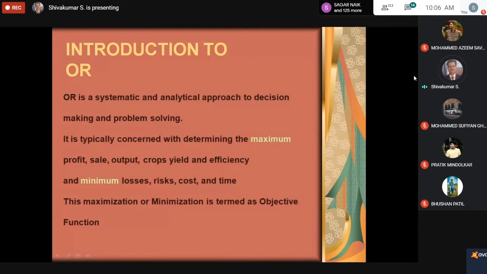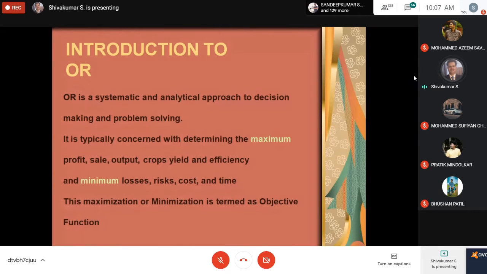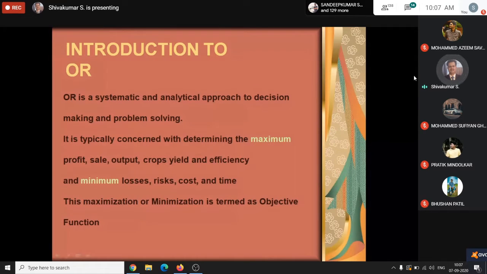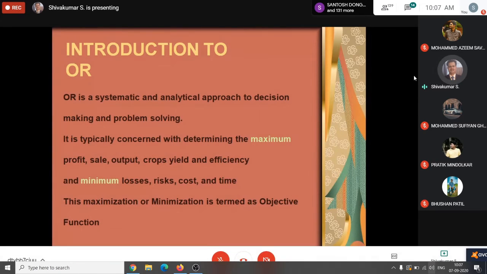Introduction to OR. OR is basically a systematic and analytical approach to decision making and problem solving. I told you that OR basically consists of only analytical problems. It is typically concerned with determining the maximum profit, sale, output, crop yield, and efficiency, and minimum losses, risks, cost, and time. Basically, this maximization and minimization is termed the objective function.